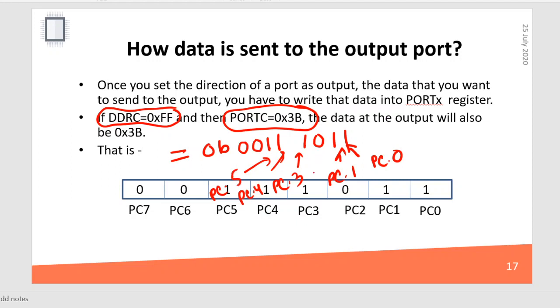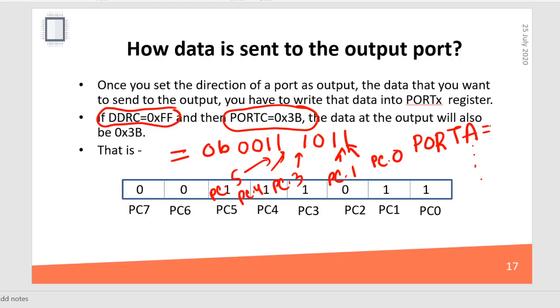So if I connect a 5 volt LED to any of these 5 pins, then the LED will glow. But the other 3 pins to which I have sent 0, there will be a ground or 0 volt to this pin. So if I connect an LED to any one of these 3 pins, the LED will not glow. So this way you can send data to an output port. What you have to do is write the port name, port A or B or C, and just write the hexadecimal number.